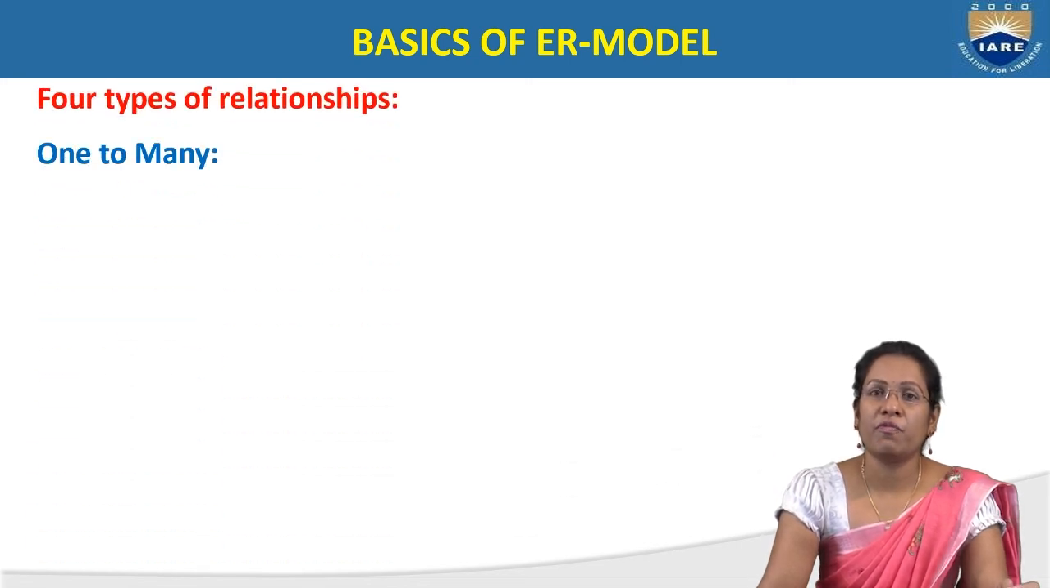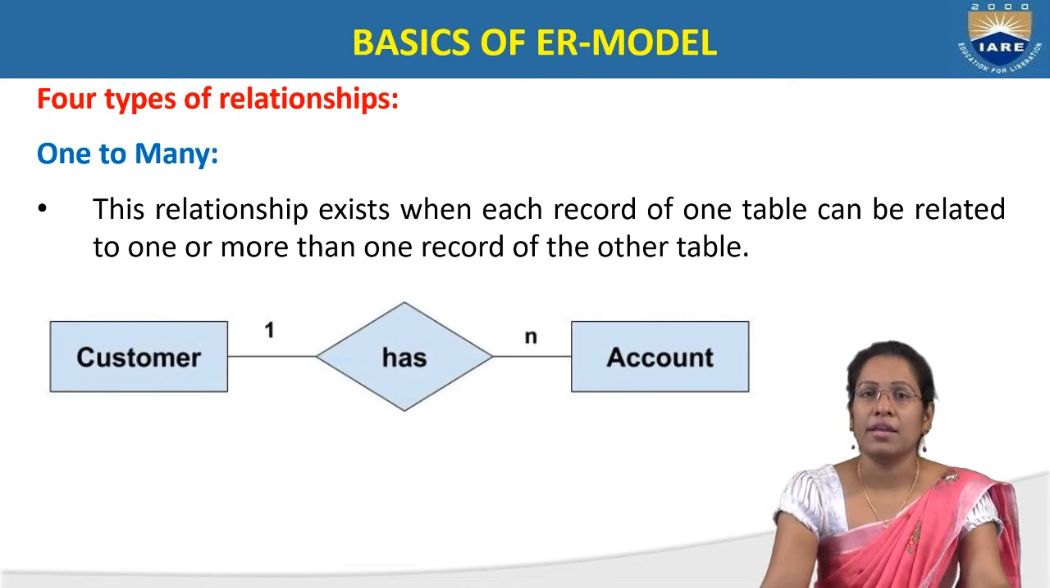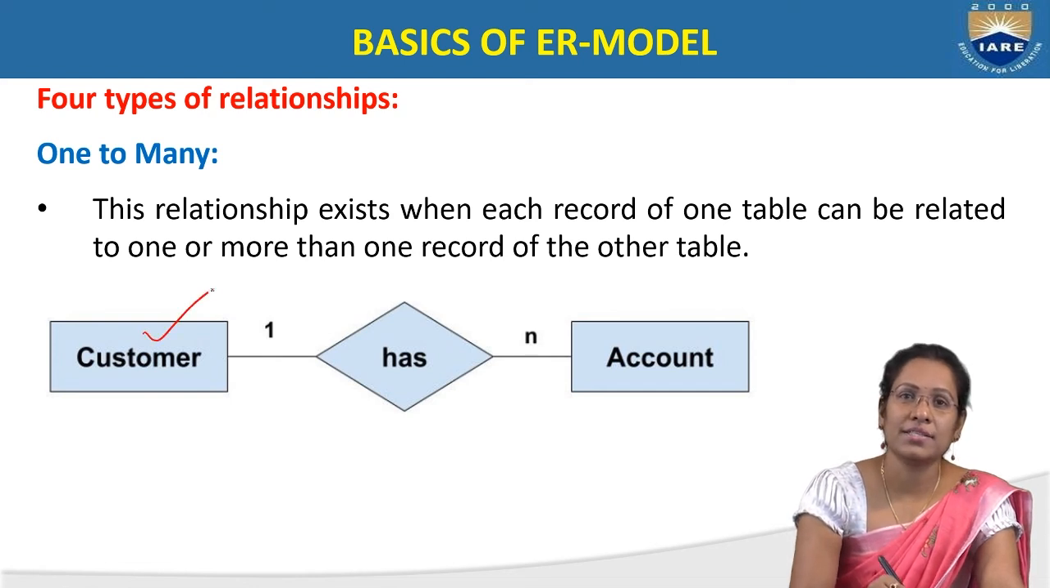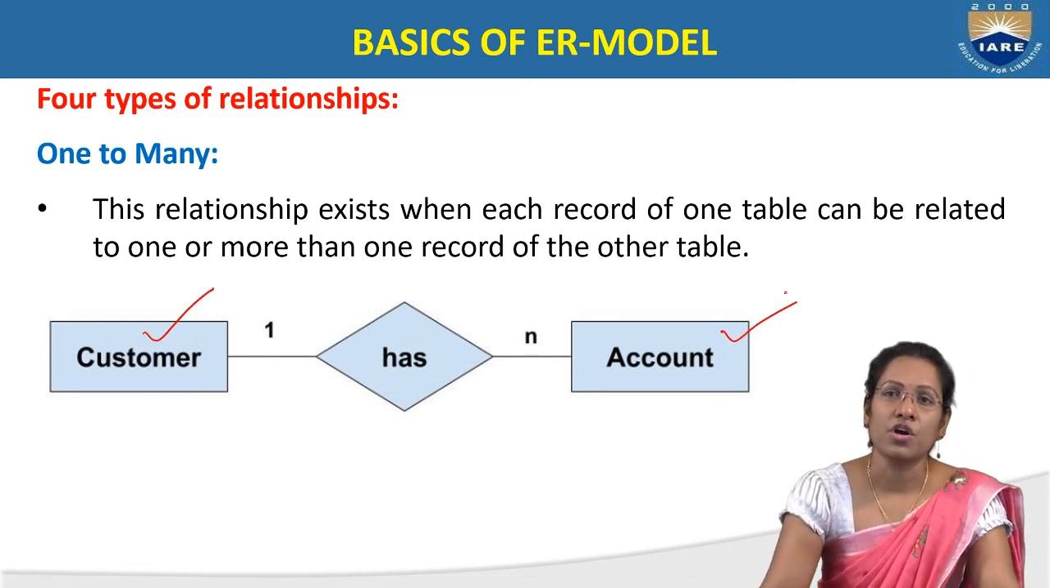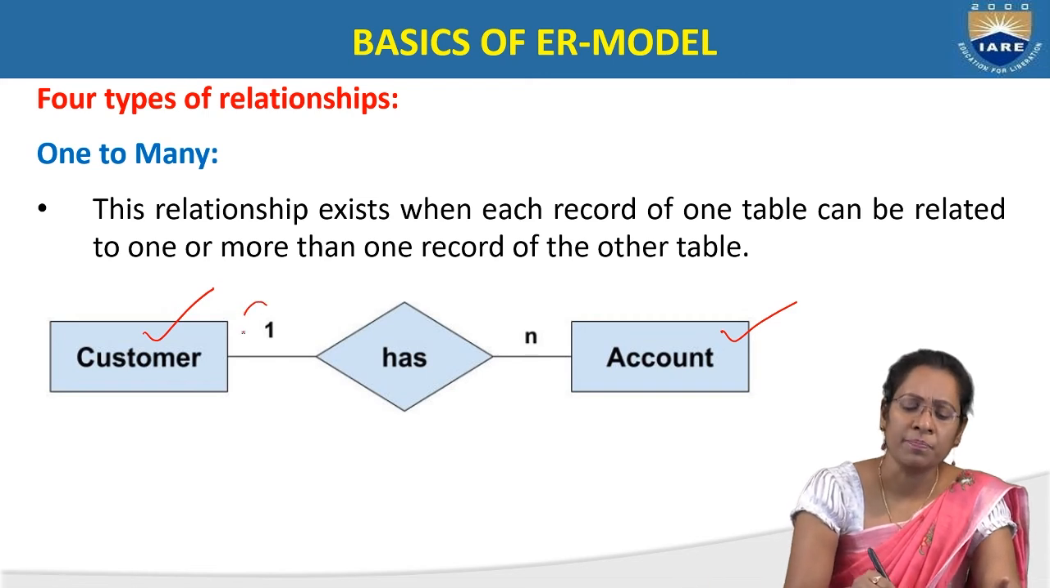Next type of relationship, one to many. This type of relationship exists when one record of a table is related to many records of another table. Nothing but one record in one table is related to many records of another table is called a one to many relationship. Example of this one to many relationship, again you are going to relate two different entities with a relationship "has". First entity is customer, second entity is account. So a customer can have n number of accounts, nothing but one customer. So that's why here I mentioned one to many.